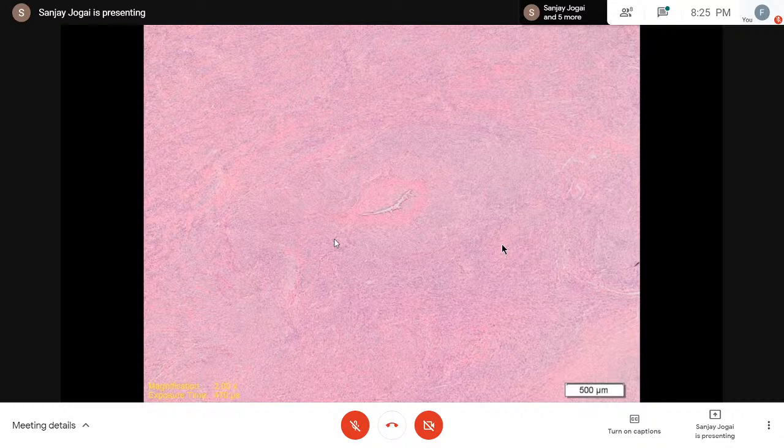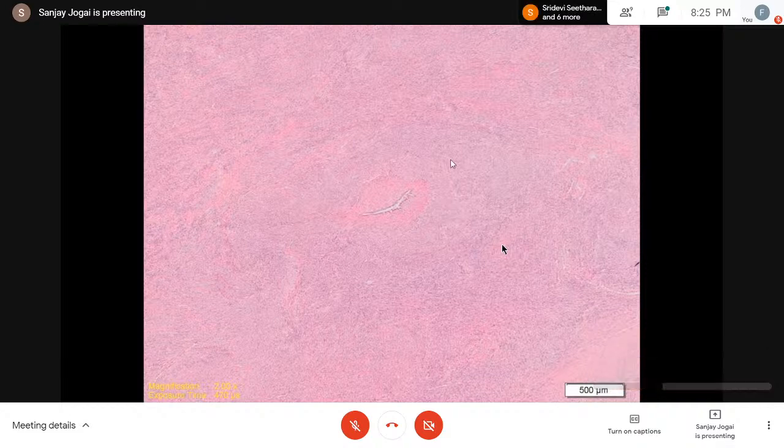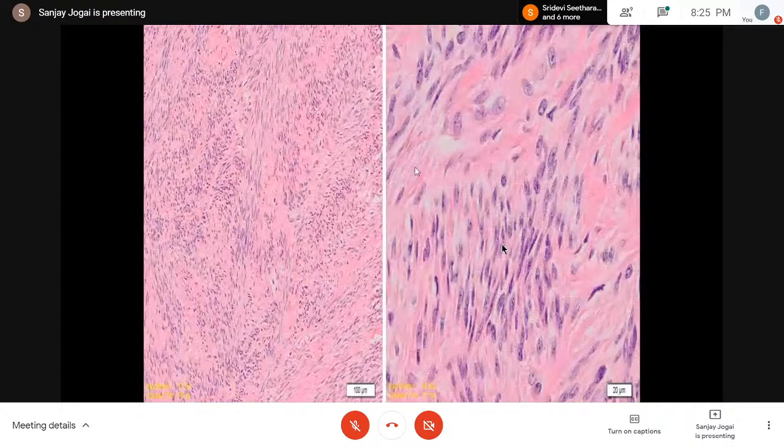Now this is a low power view. You can't see much except that there are sort of thick walled vessels and a spindle cell proliferation. And on a high power, it's interesting because you have almost intersecting fascicles of these spindle shaped cells. There is lots of cytoplasm. Some are pointed but otherwise tapered nuclei. You can't see a single mitotic figure.